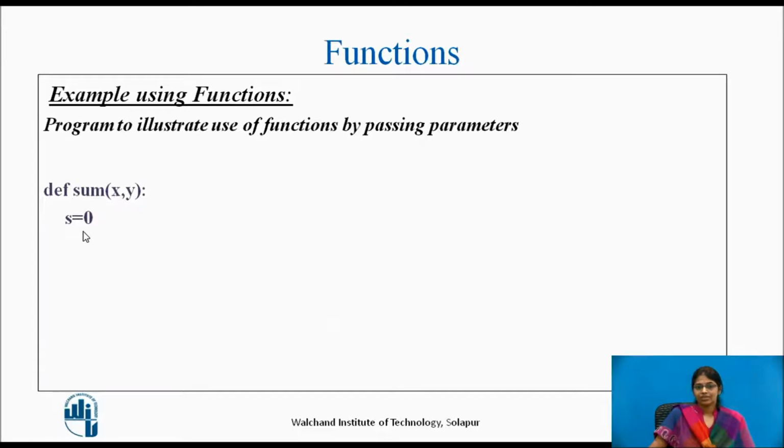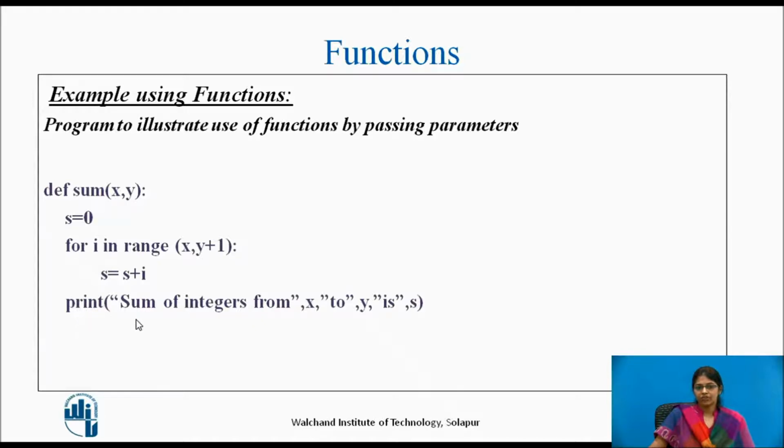Now, s is a variable which has been initialized to 0, and here we are using a loop ranging from x and ending at y plus 1 with an increment of 1. With each iteration, the value of i is added to s. After coming out of the loop, we print the message: sum of all the integers from x to y is s. So this is nothing but a function definition. Outside the function definition, we are calling the function by using the name of the function, and the parameters are passed.